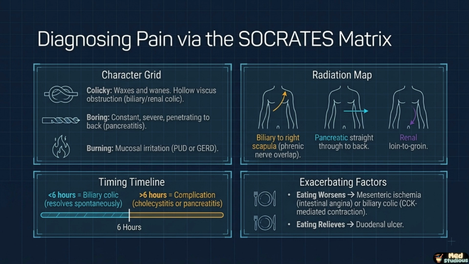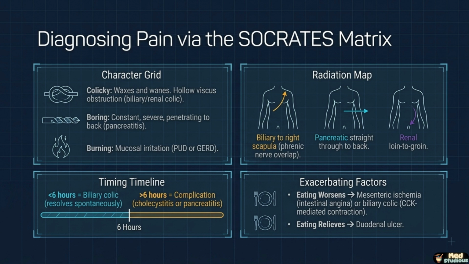Radiation patterns are equally specific. Biliary pain refers to the right scapula because of shared phrenic nerve pathways. Pancreatic pain radiates straight through to the back, and renal colic classically travels loin to groin as the stone migrates down the ureter. Timing matters more than most students realize. Biliary colic resolving within 6 hours is simple colic, but pain persisting beyond 6 hours suggests a complication like cholecystitis or pancreatitis has developed.